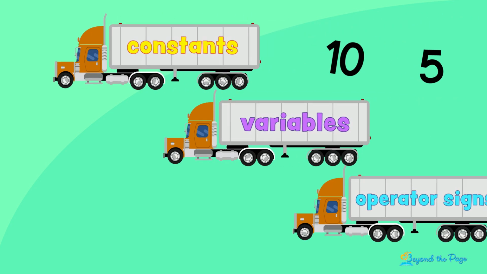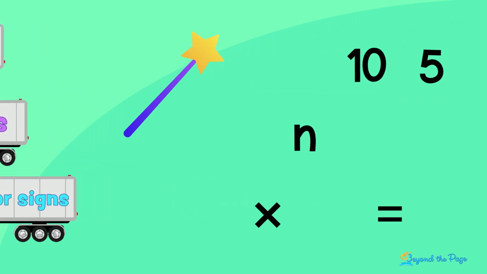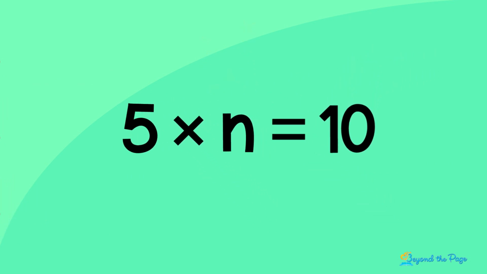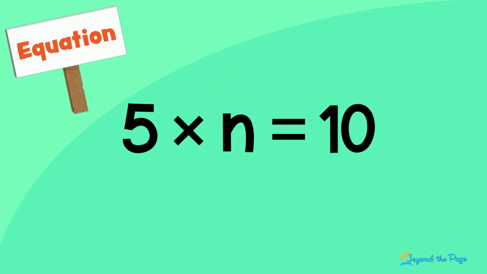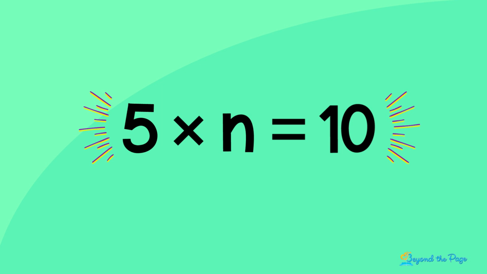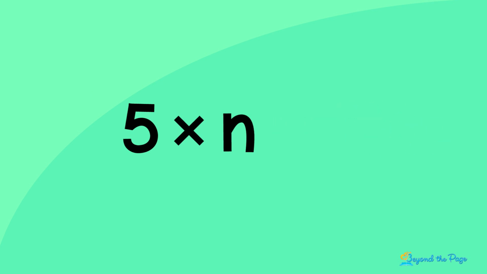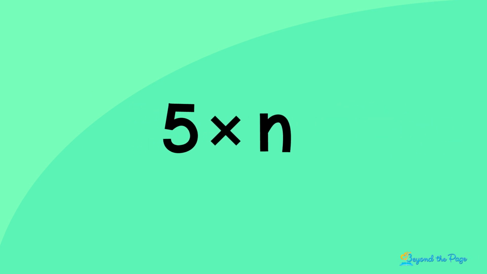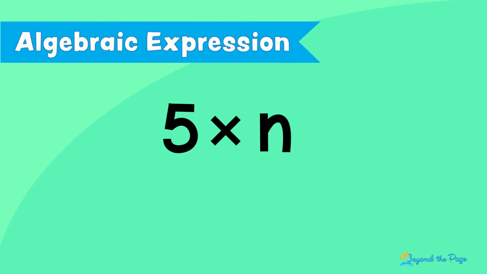In algebra, constants, variables, and operator signs can be put together to make a mathematical problem. This type of number sentence is called an equation because it has an equal sign in it. The equal sign joins two expressions and shows that the value of the two expressions is the same. You'll work a lot more with algebra equations in the next unit, but for now, take a look at just the left side of this equation, 5 times n. That part of the equation is called an algebraic expression.